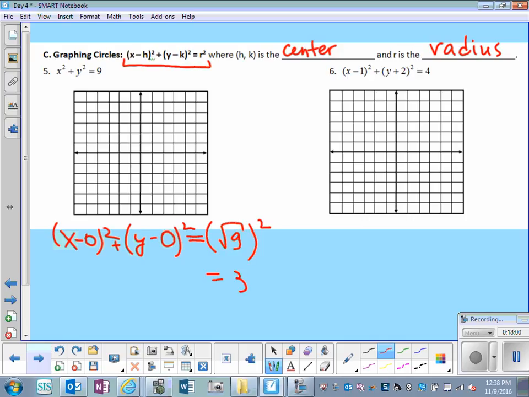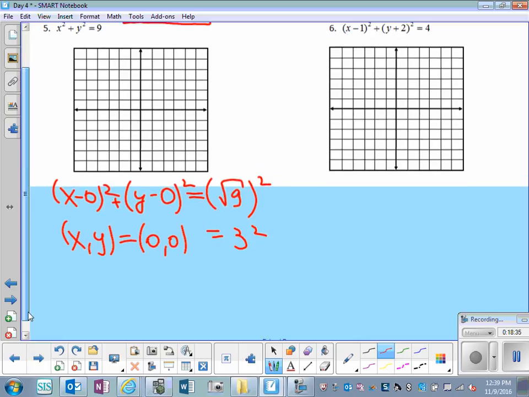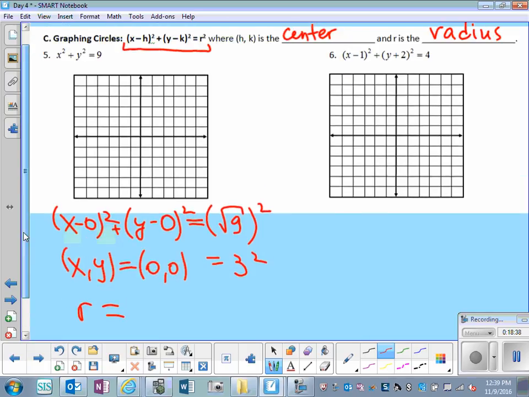So that basically means 3 squared, correct? When we go to graph this, are we going to use 9 or 3? We are going to use 3, right? Because in the formula we have r squared, and r is the radius. So you need to take the square root of 9 and rewrite it as 3 squared to understand what your r is. So your center for this circle is what? 0, 0. And your radius is what? 3.